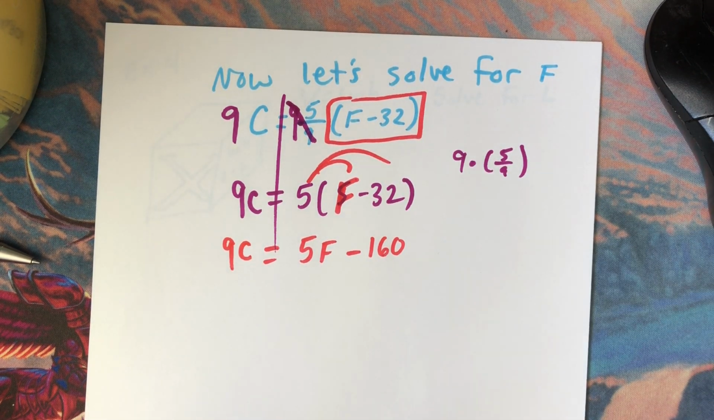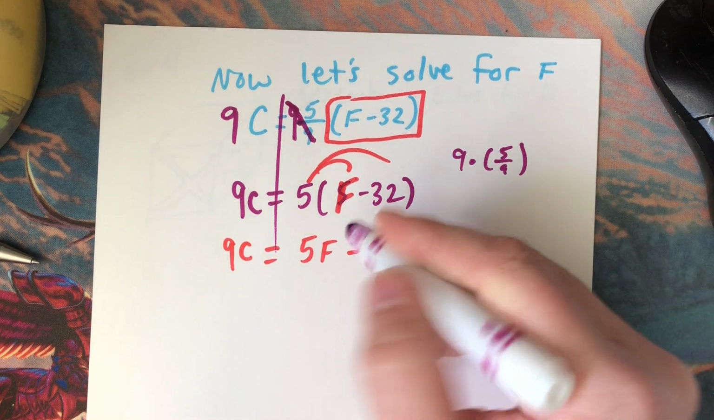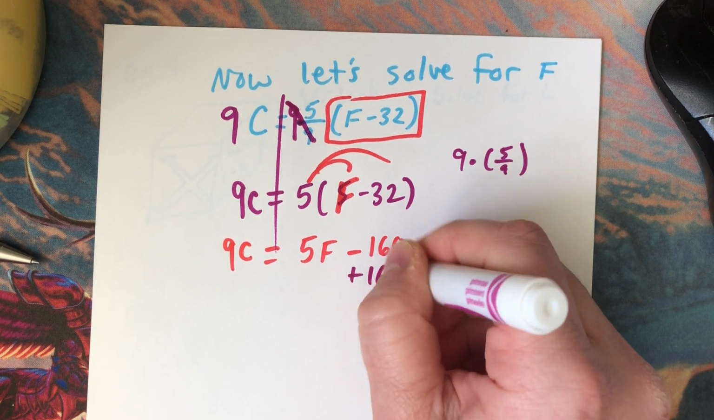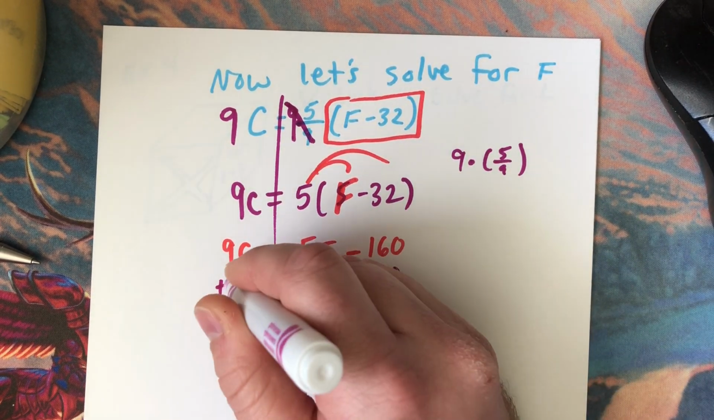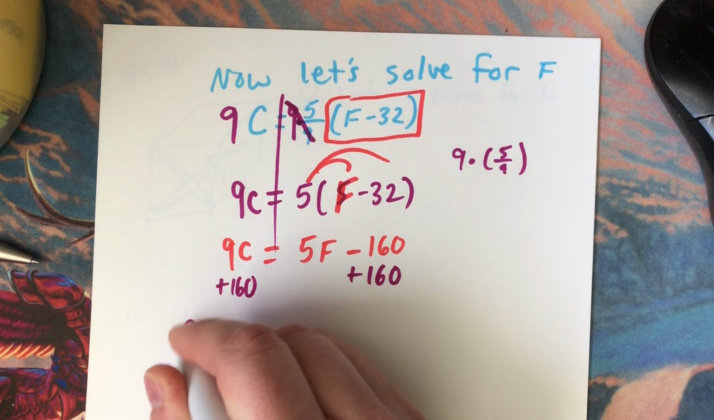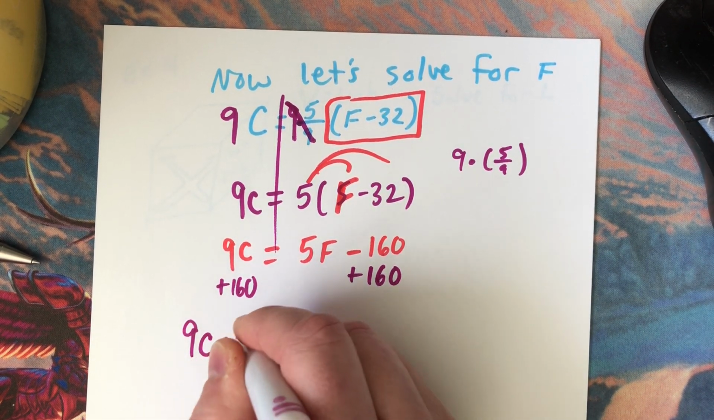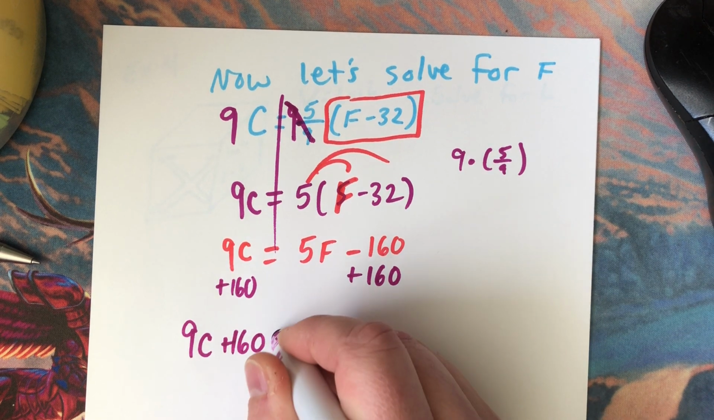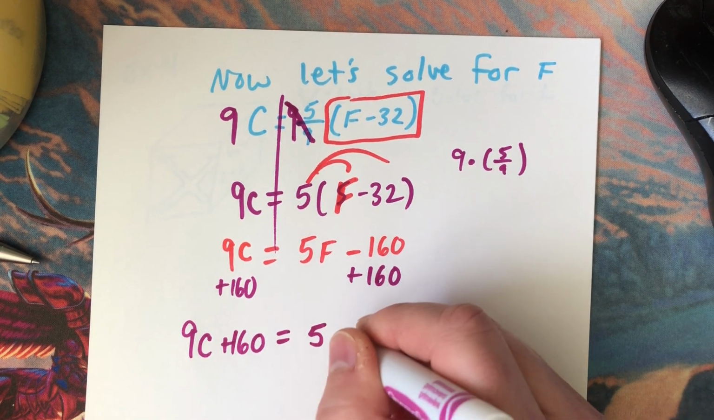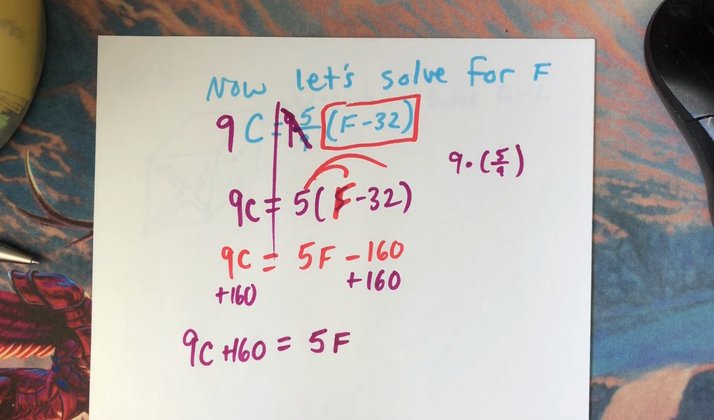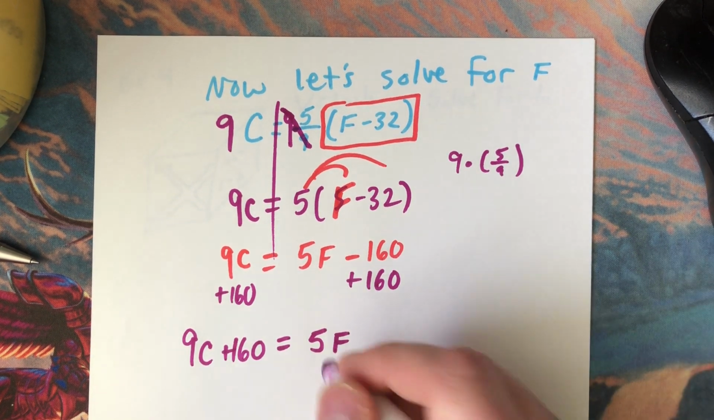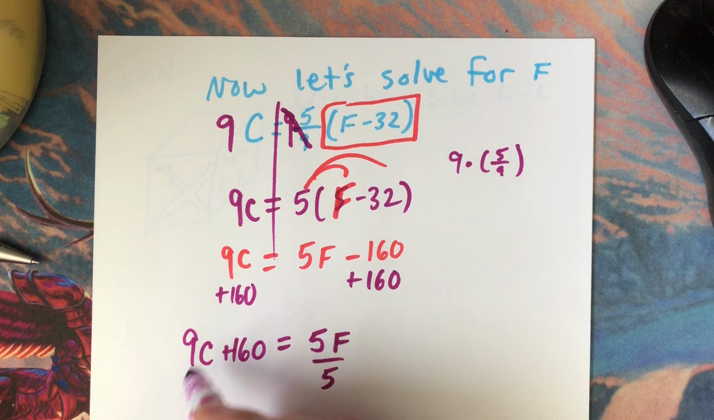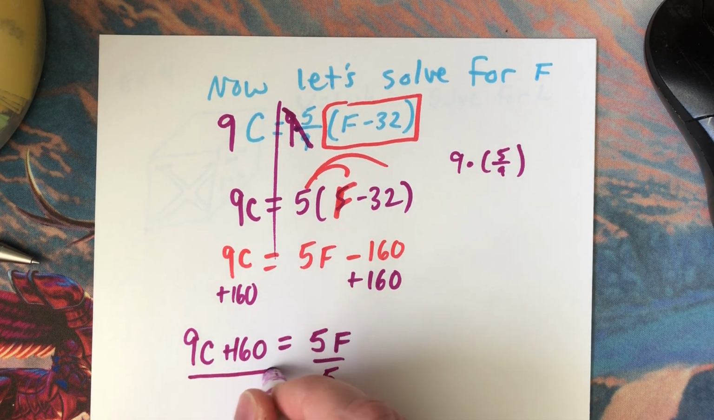So if I want to get f by itself, I'll have to first add the 160. Remember, we always do adding and subtracting first before we do any multiplication or division. So now I have 9c plus 160 is equal to 5f. And then, to get f by itself, we'll just divide both sides by 5. Now, since I've got this whole mess here, I do have to divide this whole mess.